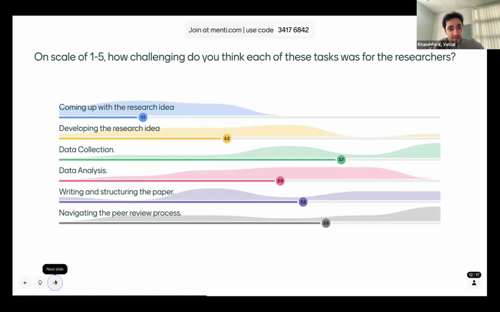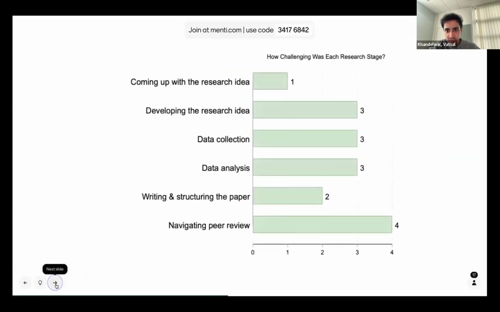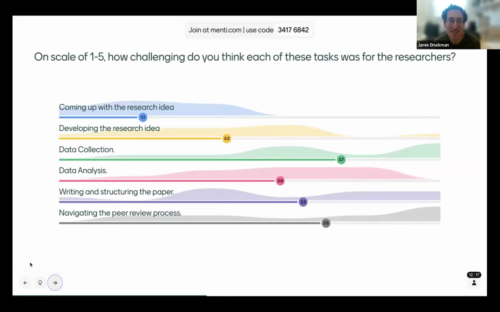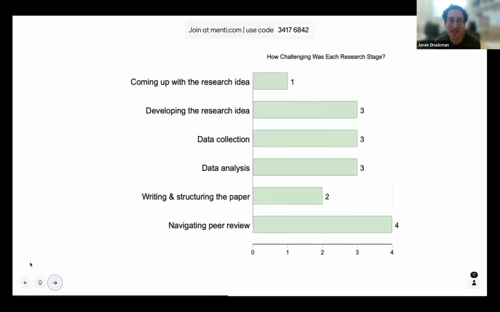Then we have this question on how challenging you found different parts of the research process. This is the audience's response on a scale of 1 to 5. Most people thought that the data collection and the peer review were the most challenging. And this is what your responses look like, which is similar to the audience's in that you also said that peer review and data collection and analysis were the most difficult, and the easiest was coming up with the idea and writing and structuring, since we were copying somebody else at the initial idea.